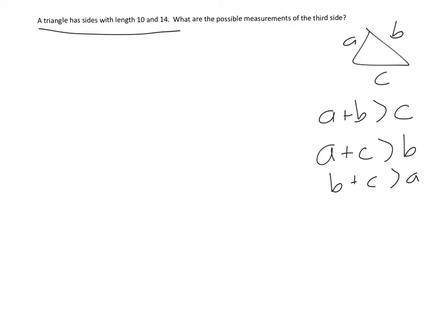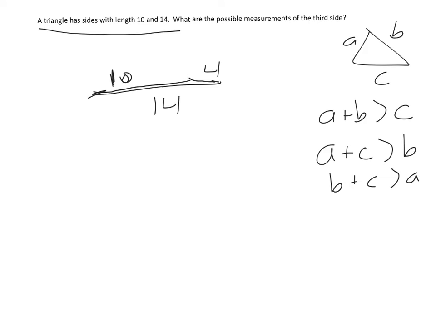I have a triangle with sides 10 and 14. I want to know what the third side could possibly be. So let's start with the lower end of this. What is the shortest that it could possibly be? If I take this side of 14 here, and I take my side of 10, and I hug it as close to the triangle as I possibly can, how long would the third side have to be to make this work?